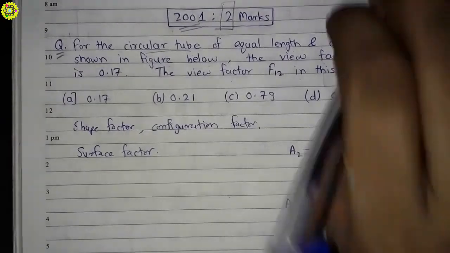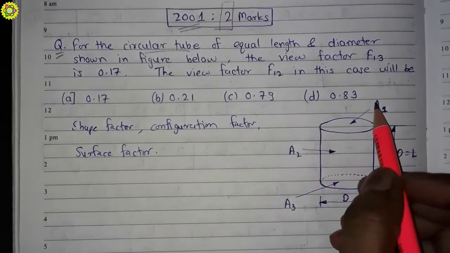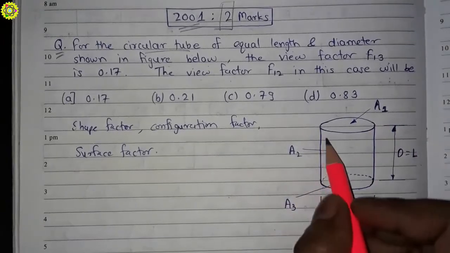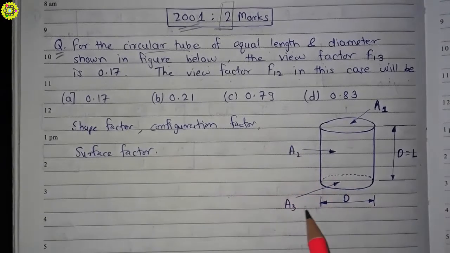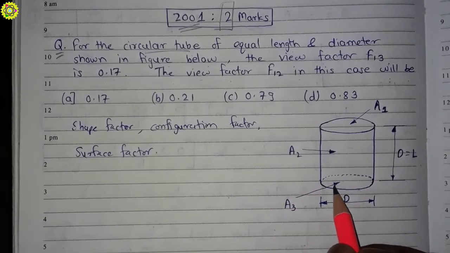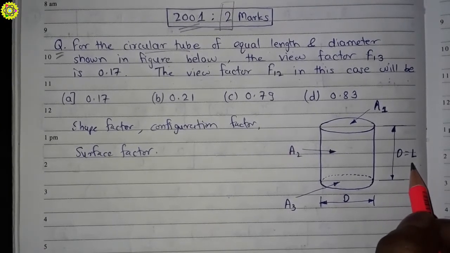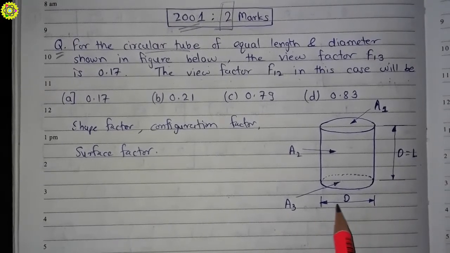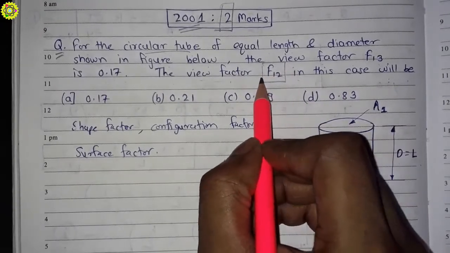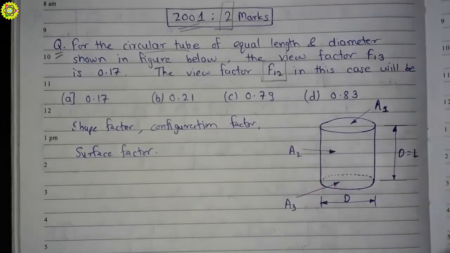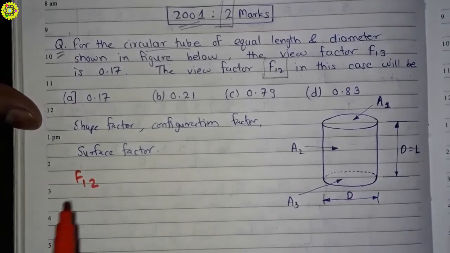Okay, and here this is the figure, friends. As you can see, this is surface 1 which has area A1. This is surface 2, that is this periphery, which has surface area A2, and this is another surface which has surface area A3, and the diameter is equal to L, that is the length. Here we need to find out F12.